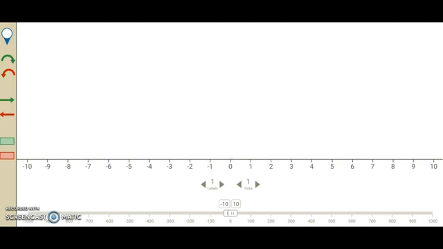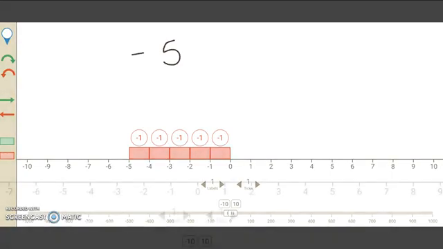Now, say you wanted to represent -5. So with -5, we're going to use the red blocks for negative numbers, and we're going to drag it so that we can start at 0. So we have 0 to -1, and then we have -2, -3, -4, and -5. So you notice this also goes up to -5 on the number line, and there are 5 blocks. 1, 2, 3, 4, 5. So that is how you would represent -5 on the number line.